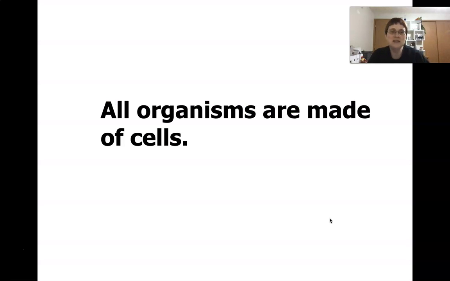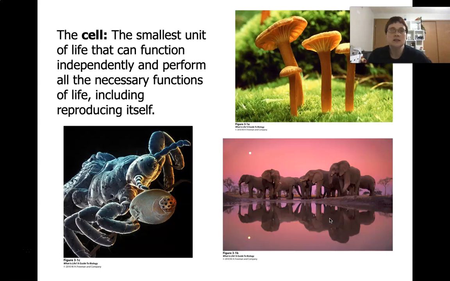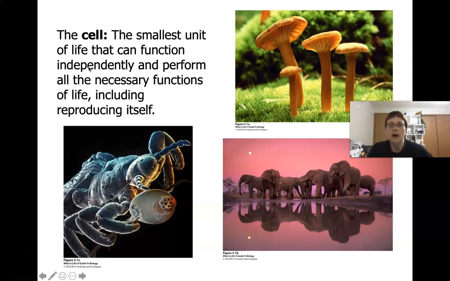So all organisms are made out of cells. Cells are the smallest part of a multicellular organism like yourself. And the cell is the smallest unit of life that can function. So we've got multicellular organisms like this guy here, or fungi, or plants, or elephants. But we also have single cell organisms.